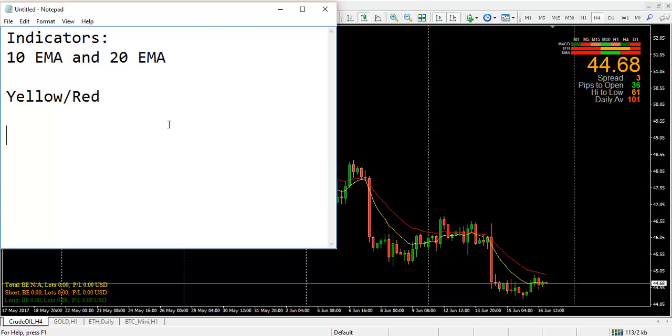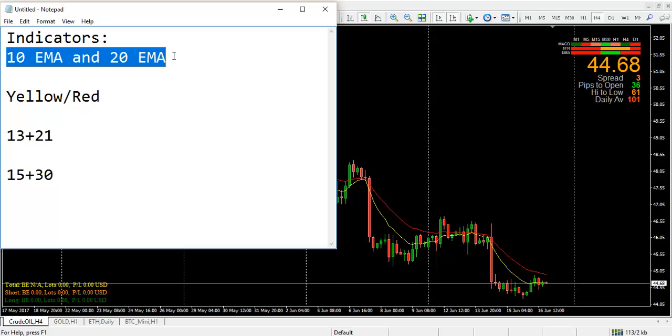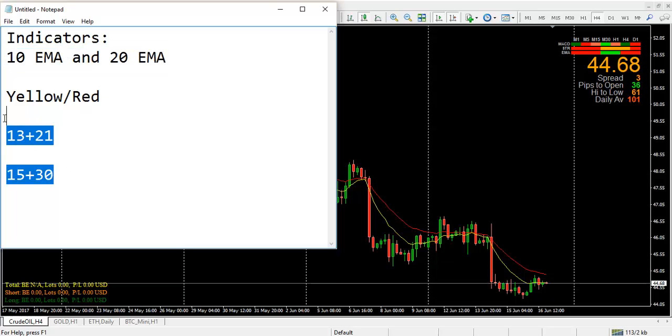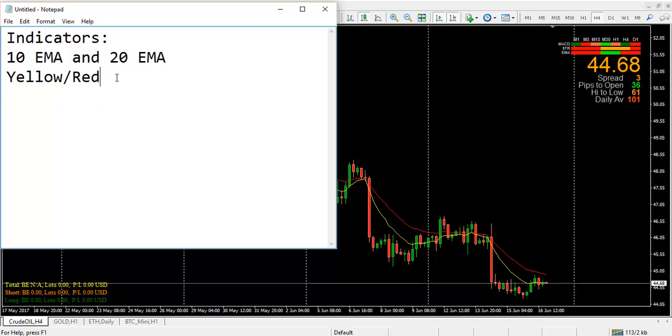All right. Now some people like using 13 EMA plus 21. Some like 15 plus 30. Okay, I prefer 10 to 20 moving average. And like always, the time frame we're gonna use is H4 and daily. That's our time frame.